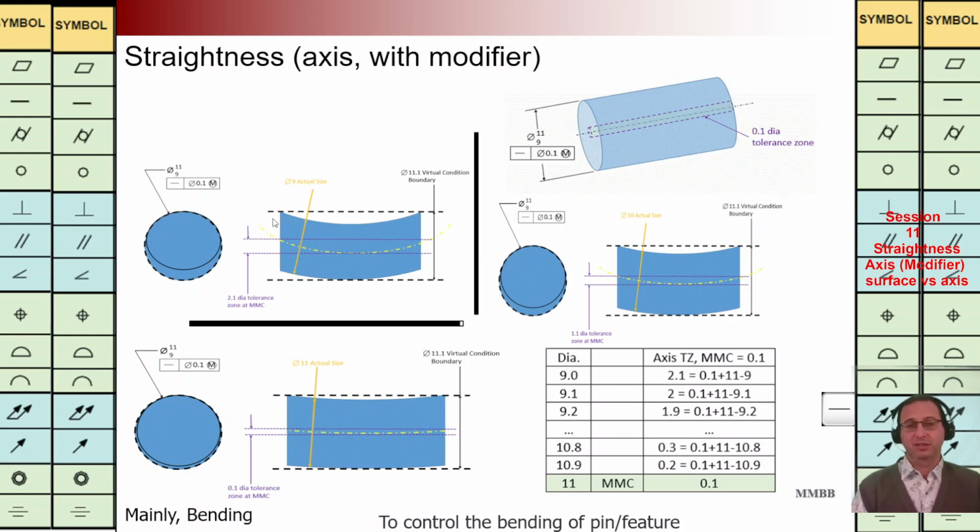Let's see in the figure. At the top left, we can have this figure. The diameter of this pin is 9. As it is calculated, the tolerance zone is 2.1, as we can see in the figure. We have this shape of that. At the bottom, we can have this one. The diameter of this pin is 11, as we can see here. The axis of this pin can have this tolerance zone 0.1.